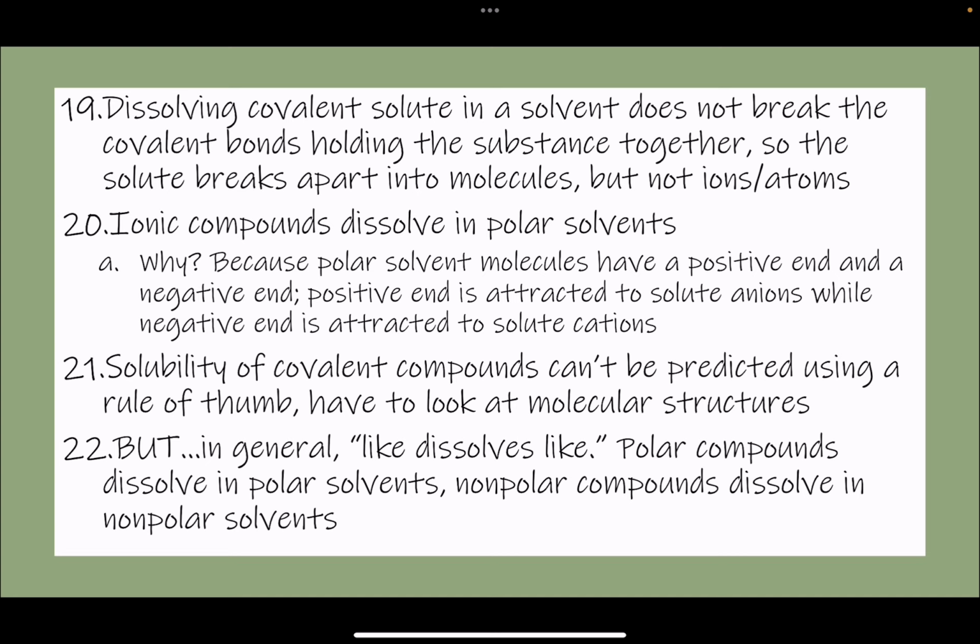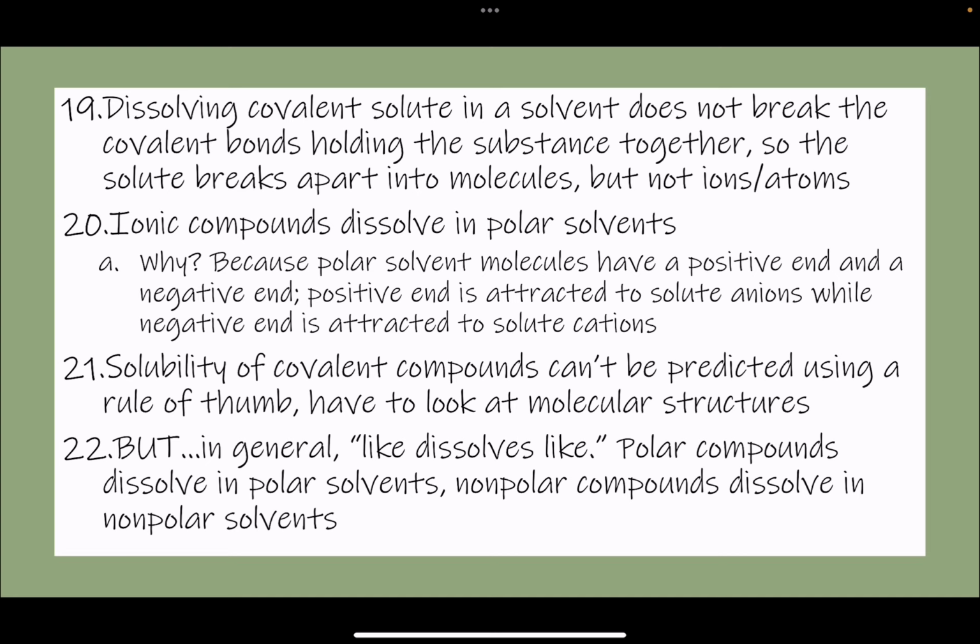When covalent compounds are dissolved in a solvent, the destruction of cohesion is not strong enough to break the covalent bonds holding the solute molecules together. Because of this, the covalent solute will split into individual molecules that will then freely float in the solvent. It will not, however, split into individual atoms or ions. There's also no general rule of thumb that we can use to predict whether or not a particular covalent compound will be soluble in a given solvent.